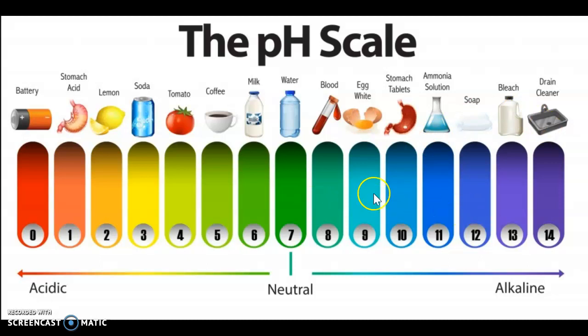When you're testing, these are the colours that you will find when you're testing substances with universal indicator. If you match with universal indicator, either as a solution or as a paper, you can match it up to these colours, and that's the approximate pH that you'll get.